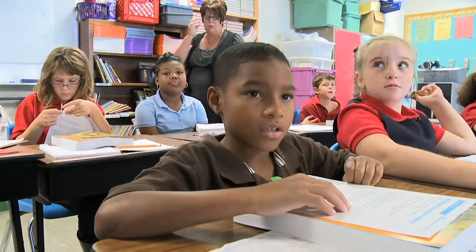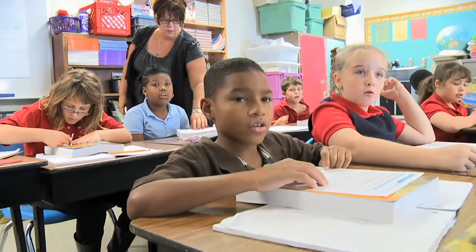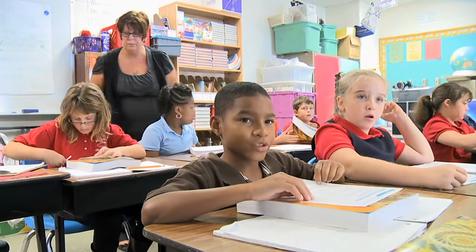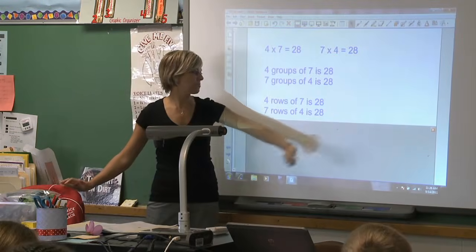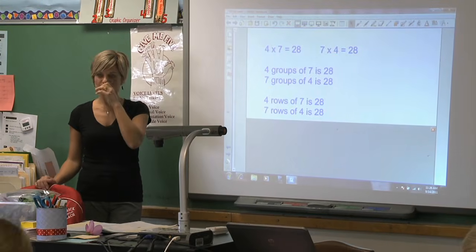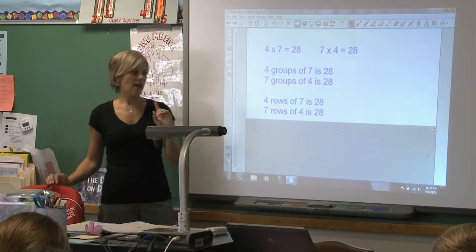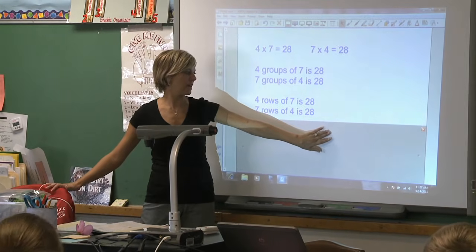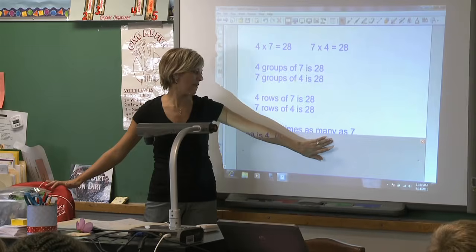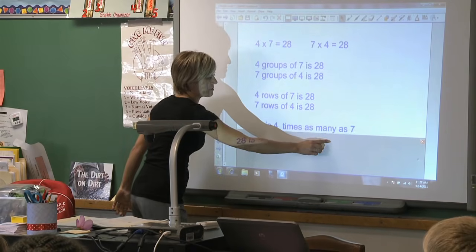We could say it this way. 4 rows of 7 is 28. We could say it this way. 7 rows of 4 is 28. I'm going to show you this, and I want you to read it carefully, because there's another one after it, and I'm not going to show it. I'm going to see if you can guess what it is.